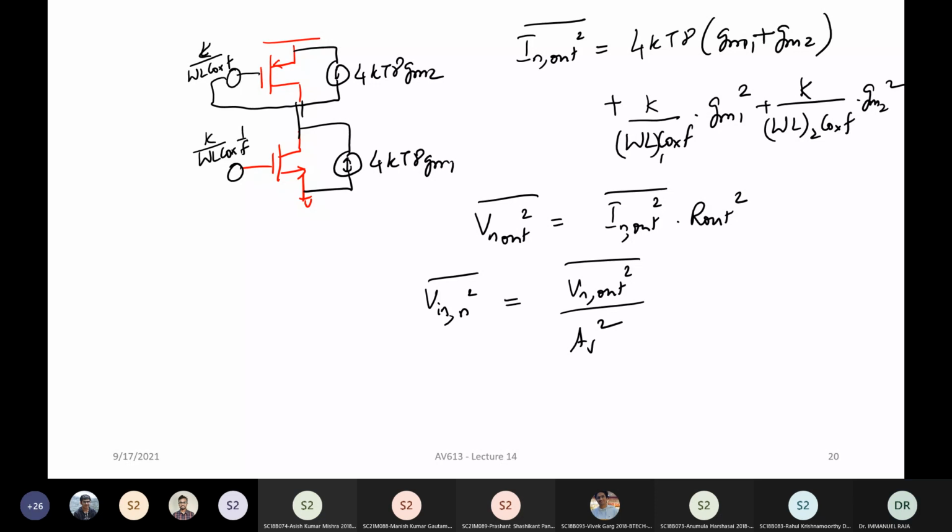Sir, is the K same for both the transistor and gamma also? I think it might differ from process to process. K is not necessarily the same. Let me call it Kn and Kp, because typically they say PMOS has a little lower flicker noise than NMOS. Gamma, I think it is kind of the same.